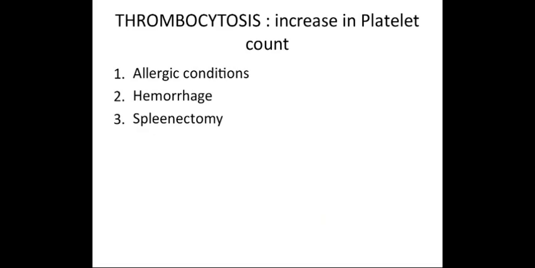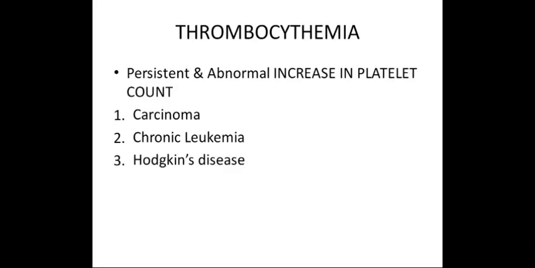Then thrombocytosis. Thrombocytosis means increase in platelet count. The thrombocytosis can occur in allergic conditions, hemorrhage and splenectomy. Then we will see thrombocythemia. Thrombocythemia is a condition with persistent and abnormal increase in platelet count. The examples are carcinoma, chronic leukemia, Hodgkin's disease.